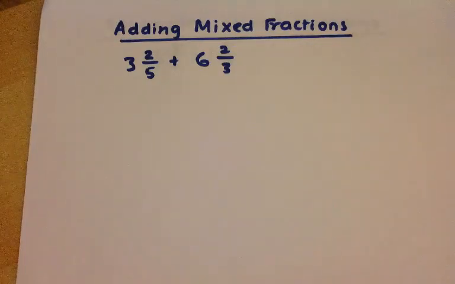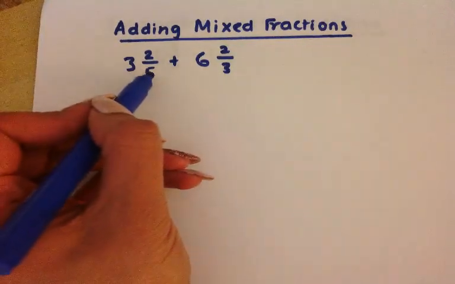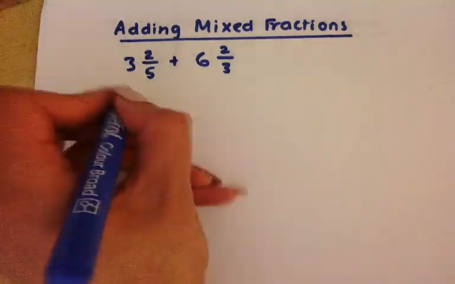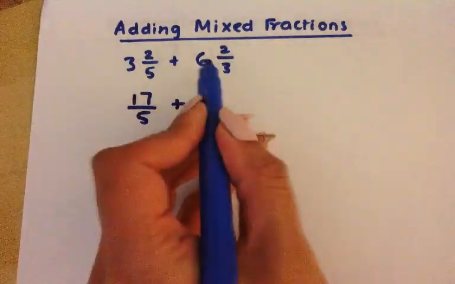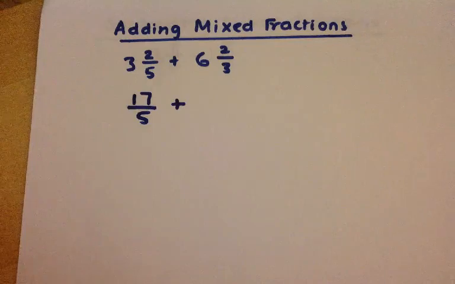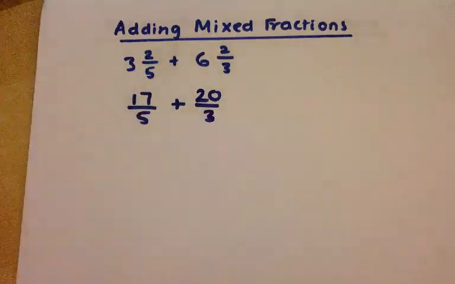So I'm going to be adding and subtracting mixed fractions. So I've got the first one, 3 2/5 plus 2 2/3. The first thing I need to do is change the mixed fractions to top heavy fractions. And the way I do this is I do the 3 times the 5, which is 15, add on the 2, which is 17, over the same denominator. And then 6 times 3 is 18, plus the 2 is 20, again over the same denominator.